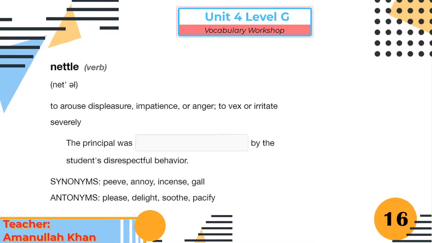Nettle. Nettle is a verb meaning to arouse displeasure, impatience, or anger. Here are a few ways in which nettle can be used. Sally devised a plan to nettle the pranksters. The camp counselor was nettled by the buzzing sound of mosquitoes in the cabin. Now you say nettle. Try the word again.